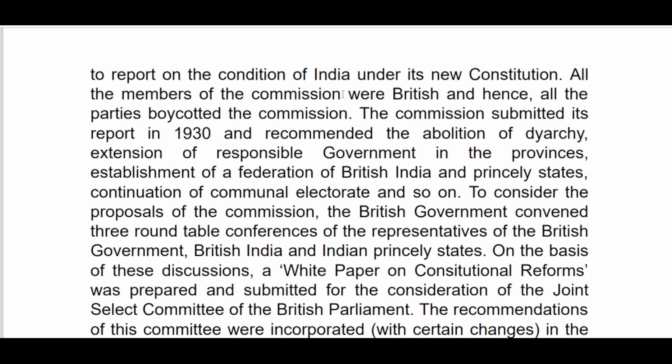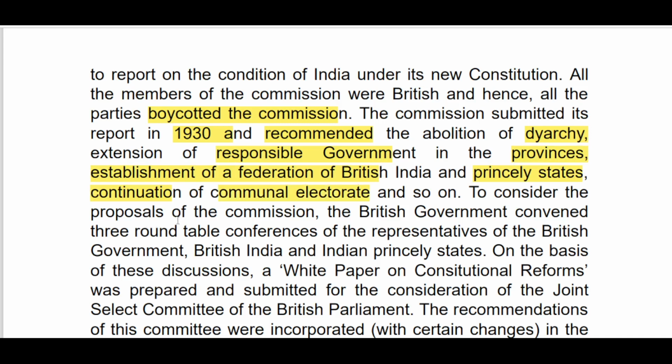All the members of the commission were British, and hence all the parties boycotted this commission. The commission submitted its report in 1930 and recommended the abolition of diarchy, extension of responsible government in the provinces, establishment of a federation of British India and princely states, continuation of communal electorate, and so on.